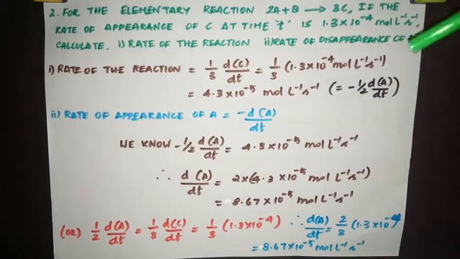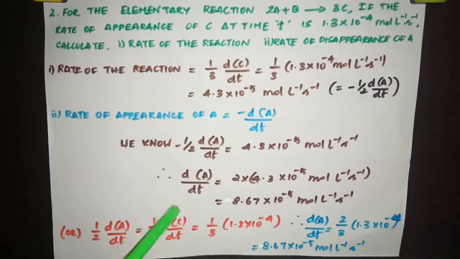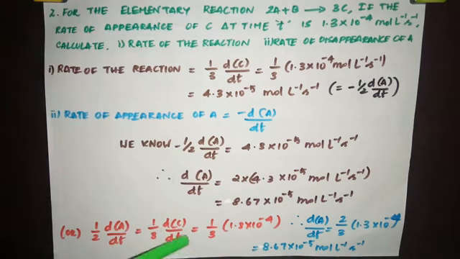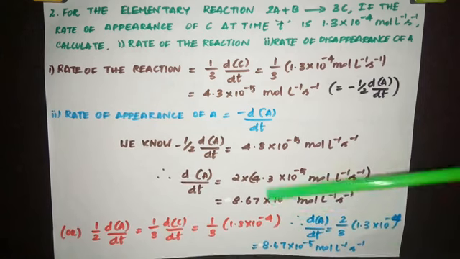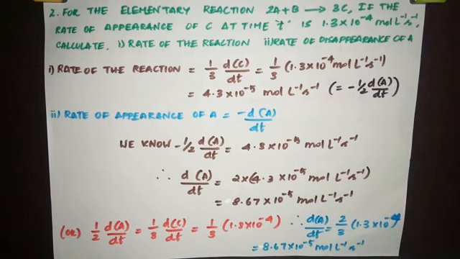Because when you write the rate of the reaction, you can write minus 1 by 2 dA by dt is equal to 1 by 3 dC by dt. So look here, 1 by 2 dA by dt is equal to 1 by 3 dC by dt. You know dC by dt, which is already given in the question, which is equal to 1.3 into 10 to the power minus 4. So dA by dt is equal to, bring this 2 here, 2 by 3 into 1.3 into 10 to the power minus 4. So again that gives you a value of 8.67 into 10 to the power minus 5 mole liter inverse second inverse.